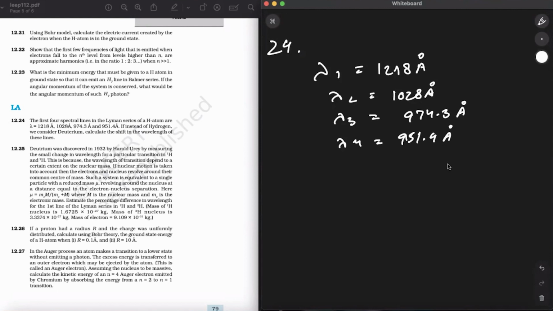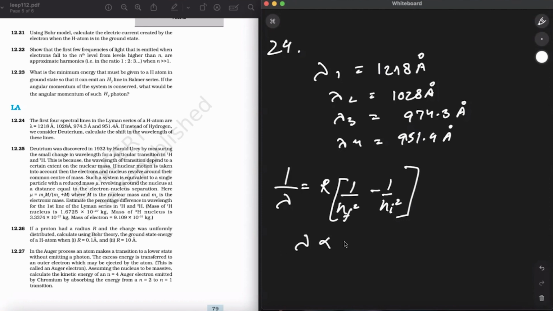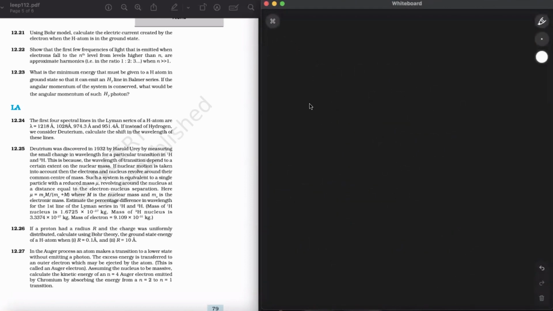Okay, so now what we know, 1 upon lambda is equal to R, the Rydberg constant, times 1 upon n final squared minus 1 upon n initial squared. This is the state in which the electron is currently. Okay. So lambda is inversely proportional to R, or we can write lambda deuterium upon lambda hydrogen as RH upon RD. This is the Rydberg constant for hydrogen atom, and this is for deuterium. So if the state is same, then we have to just check for the deuterium. We know already for the hydrogen.